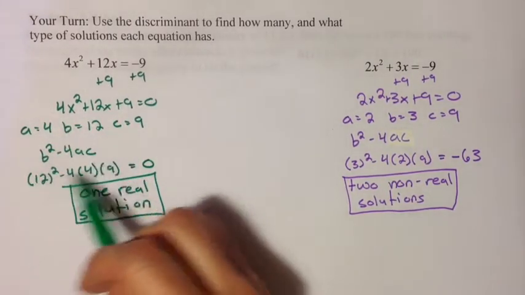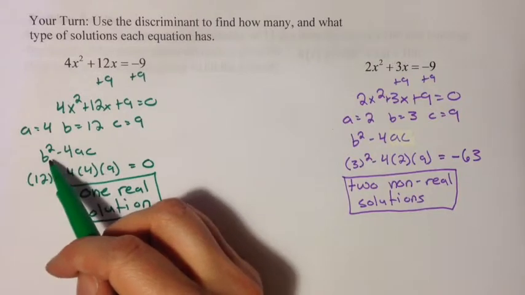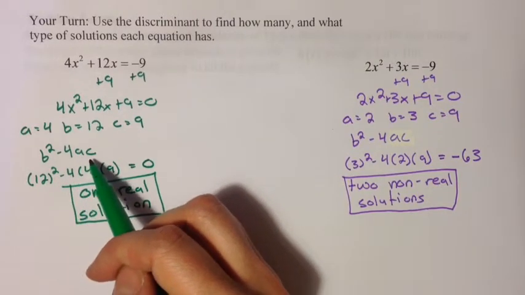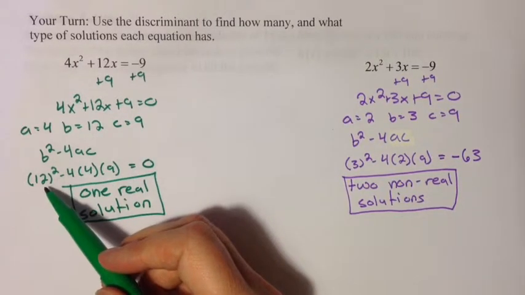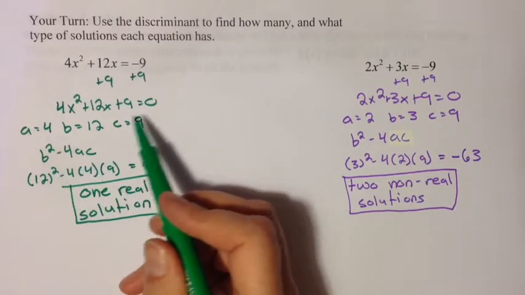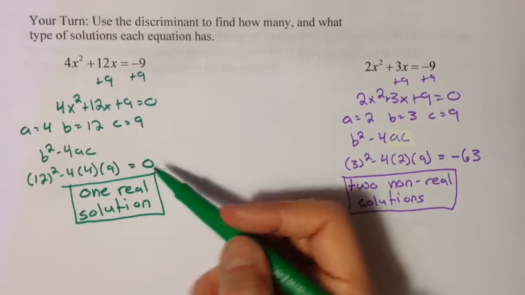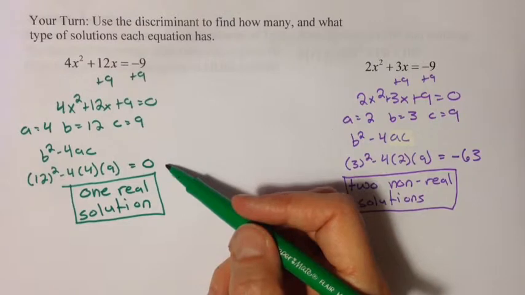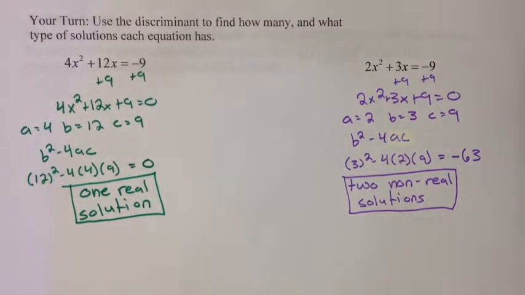Now I can figure out that my a is 4, b is 12, and c is 9. Now I plug this all into the formula for the discriminant, which is b squared minus 4ac. The 12 goes in for the b, the 4 for the a, and the 9 for the c. Simplify that, and I get a 0 out for the discriminant. That means that I have one real solution.